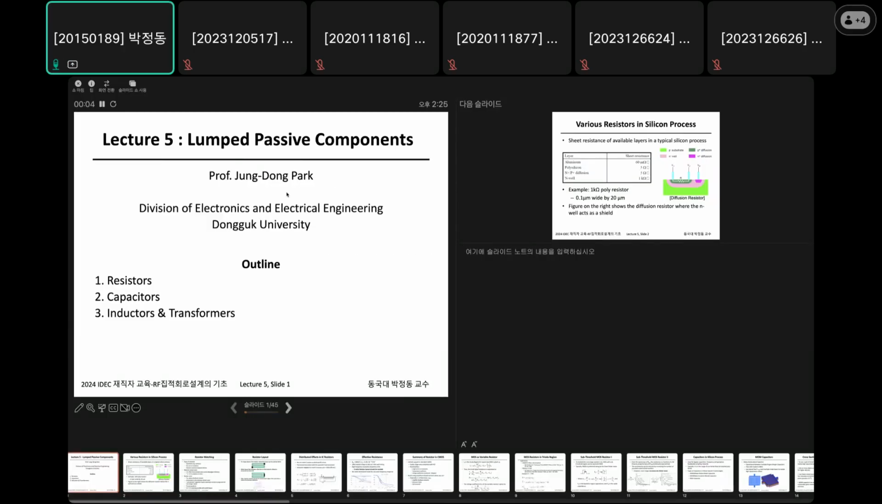Okay. Today we're gonna talk about the lumped passive component. Especially in designing integrated circuits, passive components are very important. So you guys are currently using many passive components, right? Especially for the RFIC, inductors and transformers are very important. So let's go into the detail.